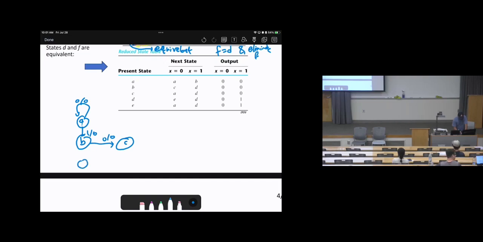I forgot B when it's 1. B, when it is 1, it will go to D. The output is 0. C, when it is 0, it will go back to A. D, when it is 0, it will go to E. The output is 0. D, if 1, will remain at D, and the output is 1. C, if it is 0, it will go to A, and the output is 0. If it is 1, it will go to D, and the output is 1.